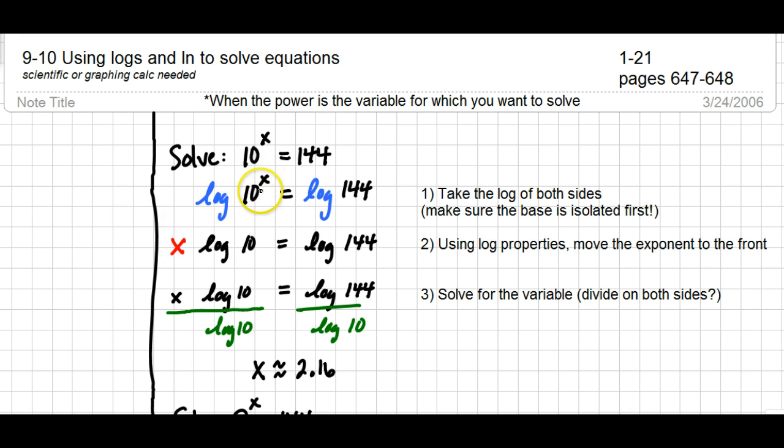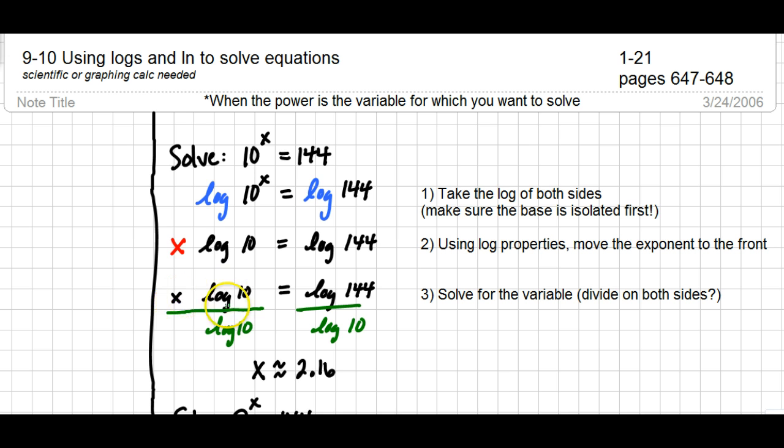That x cannot move to the front until there's a log introduced. So it's very important that students incorporate a log into the equation on both sides and then utilize the log property to move the exponent down. That's super important because that x can't be solved for when it's way up here. Only now can we solve for x by getting the x isolated.